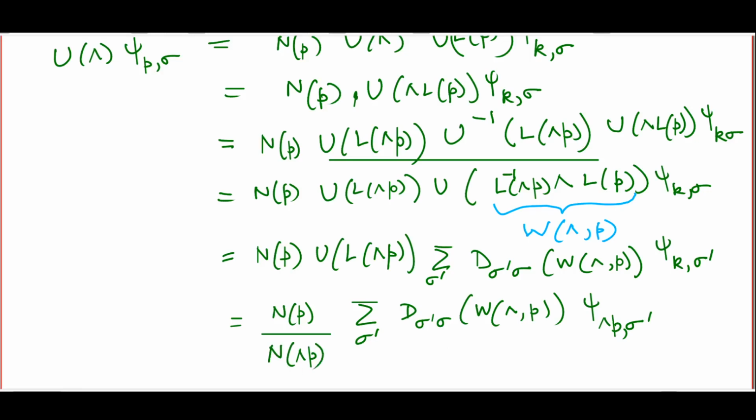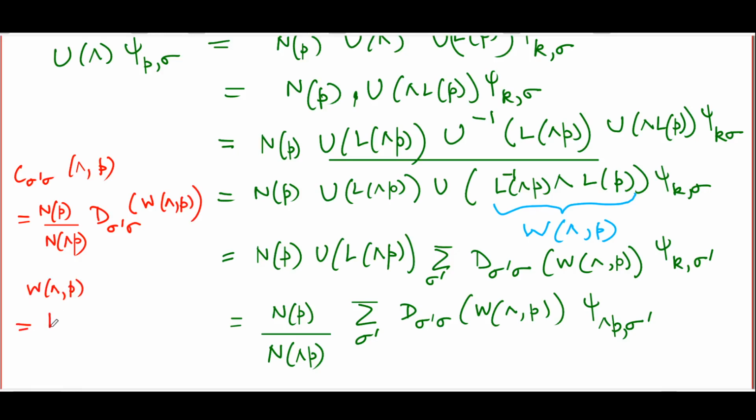So the upshot of all this is, you have exactly figured out U lambda psi P sigma in terms of these representation matrix elements of the little group. And you can easily see that C sigma prime sigma lambda P, the numbers that we were trying to figure out, are nothing but N of P by N of lambda P, the ratio of the normalization factors which we have put in, times this matrix element D sigma prime sigma corresponding to W lambda P. Of course, W lambda P, let me remind you, is nothing but L inverse lambda P, lambda L P. A Lorentz transformation which is composed of these three Lorentz transformations and something which happens to be a part of the little group of the four momentum K.